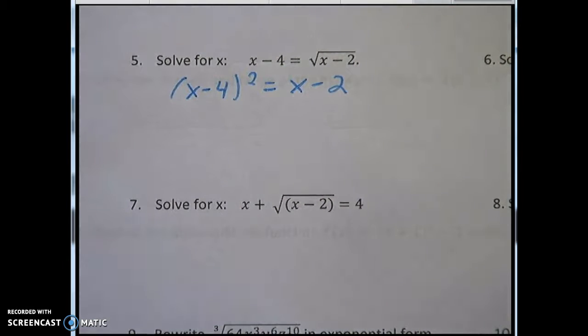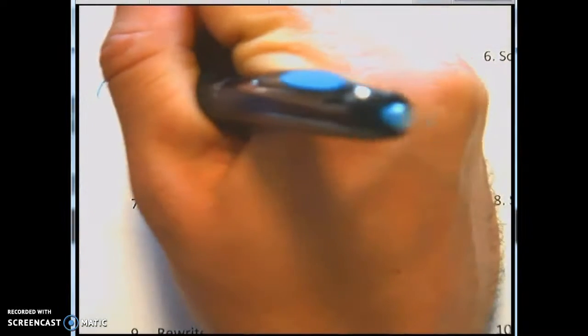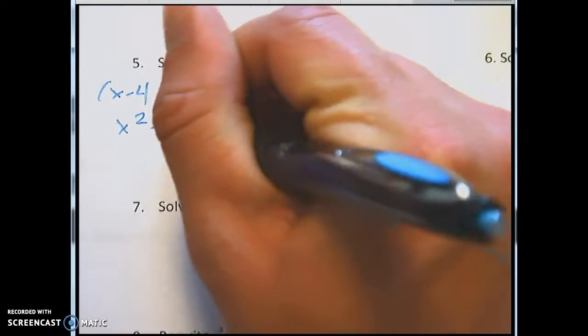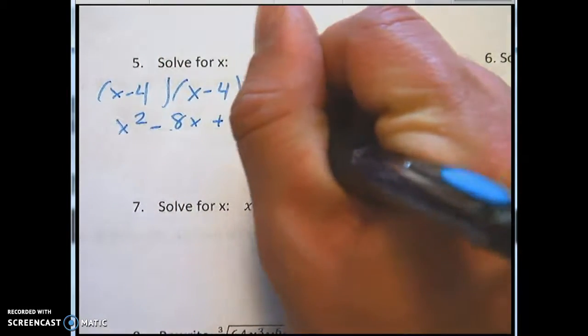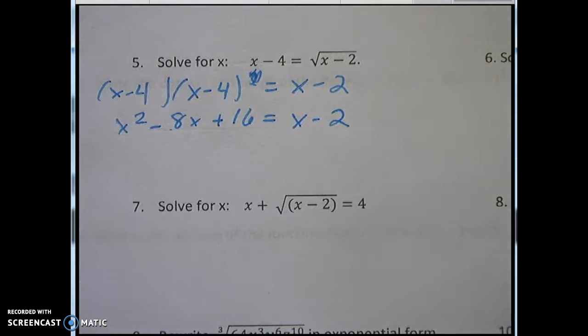Of course, you know that when you square this entire side over here, you have to FOIL that entire side out. So I like to get rid of that squared and actually write (x minus 4) times (x minus 4) equals x minus 2, just to remind myself that I need to FOIL that out. When you FOIL that out, you've got x squared minus 8x plus 16 equals x minus 2. And hopefully you recognize that as a quadratic because of the squared term.